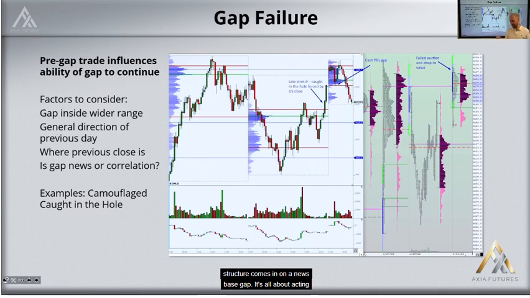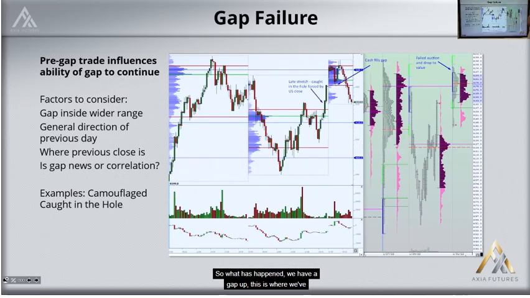On a news-based gap, it's all about acting according to the news immediately. You take that first move and then reassess. Whereas in a situation like this, there's no need. Because what you've got to ask yourself is what's the structure? What's happened here that's created this gap? And has this gap actually changed anything?